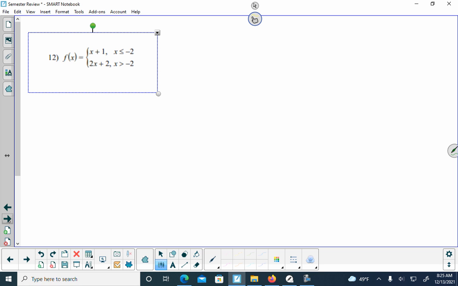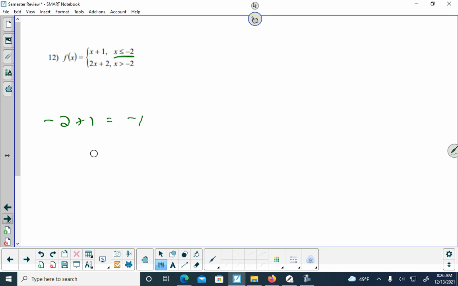So number 12 is the same directions, discuss when it's discontinuous. This is a piecewise function. My breaking point, or where I change the rules, is where x is equal to -2. So I'm going to do -2 plus 1, and I get -1. Then I do 2 times -2, plus 2. You're just putting -2 into that equation. So that's -4 plus 2, and I get -2. Since those do not equal each other, and I made a mistake on the answer key, so remember that.